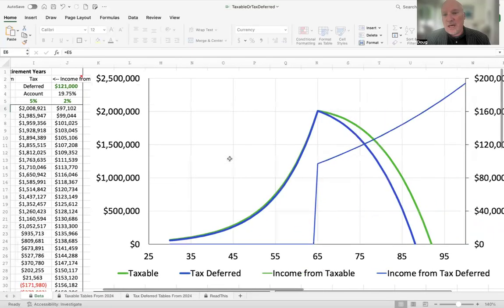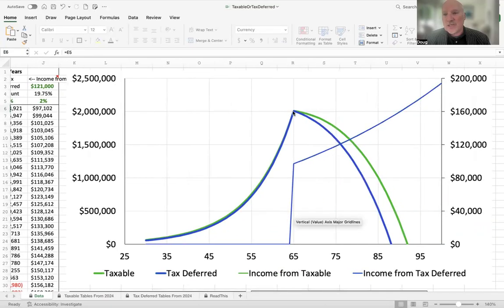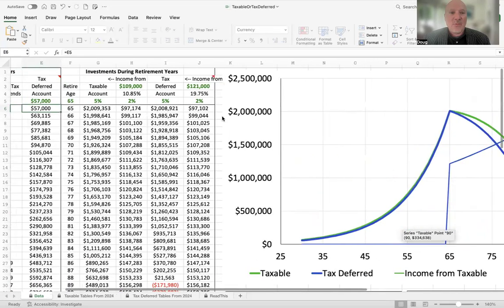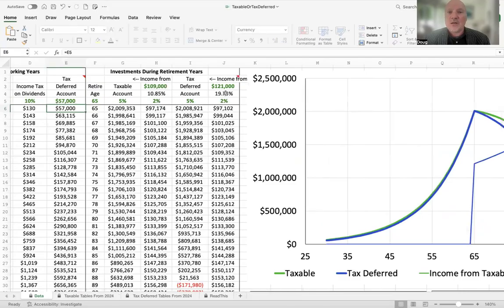And here we see that if you start at the same amount of money, the tax deferred account is not as good as the taxable account, and that's because the taxable account has a much lower tax rate compared to the tax deferred account. The tax deferred account has to withdraw more money in order to live on the same amount as the taxable person.